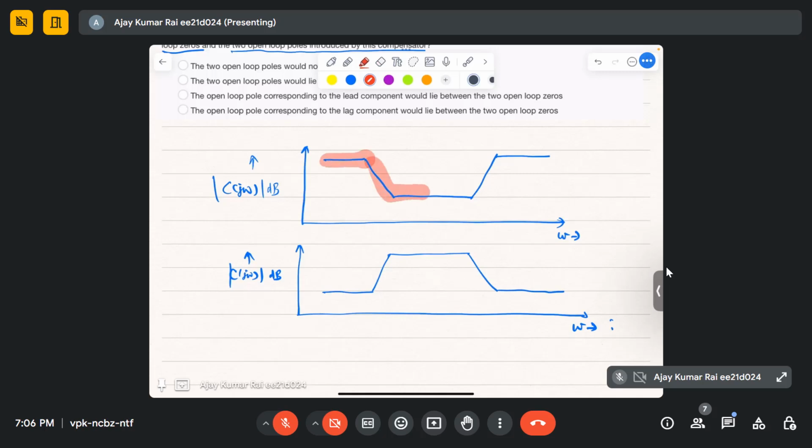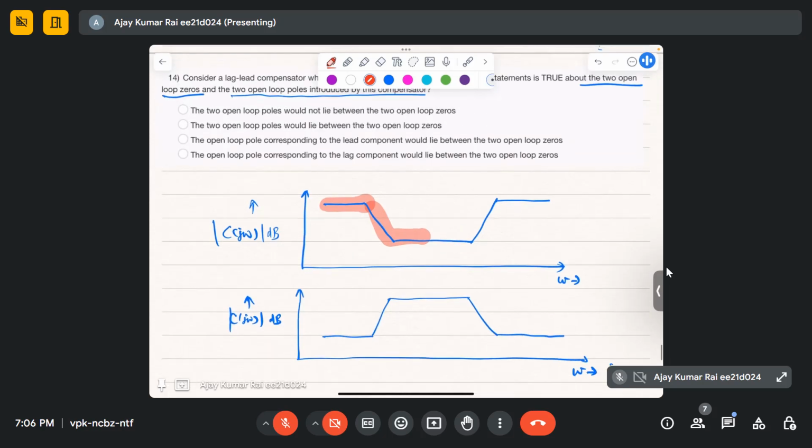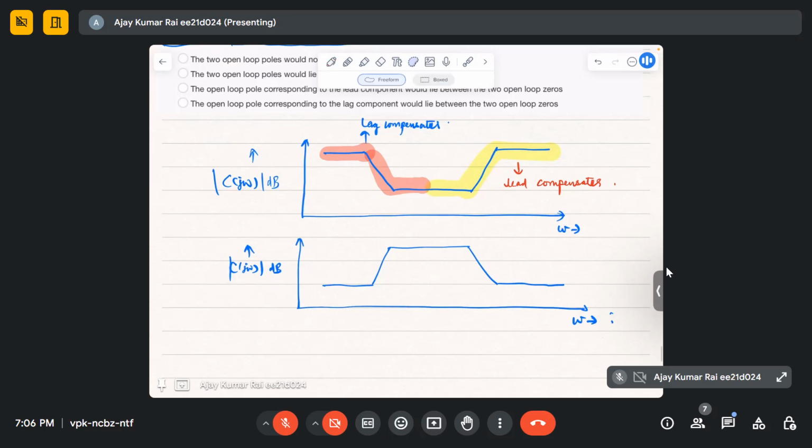So this part, at least, what is this part? You've seen the Bode plot for the individual lead and lag compensators, right? So this is lag compensator, correct, and the other part is lead compensator. Let me just erase the other one.